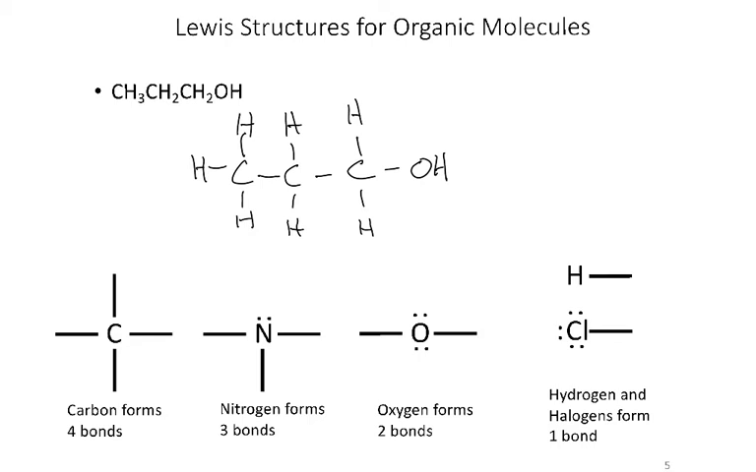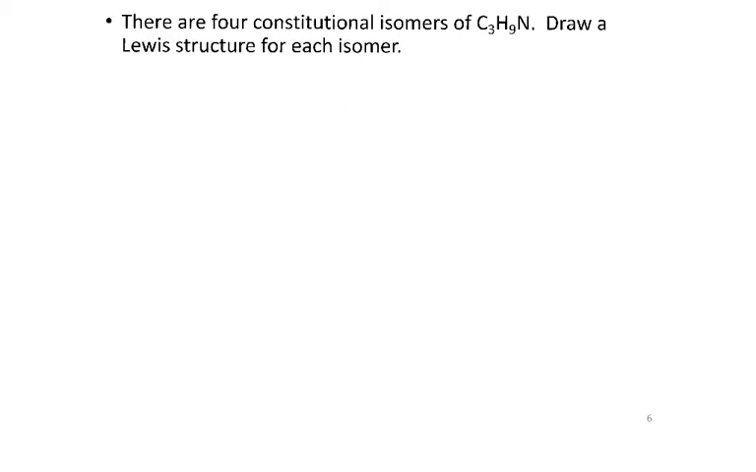All right, I've got one more example involving isomers. In this case, we're told that there are 4 constitutional isomers of C3H9N. And they want us to draw a Lewis structure for each one. So what I would probably do, because I know carbon likes to form chains, is I'd start off by saying, all right, let's put the 3 carbons in a chain. And then I'll just put the nitrogen on the end.